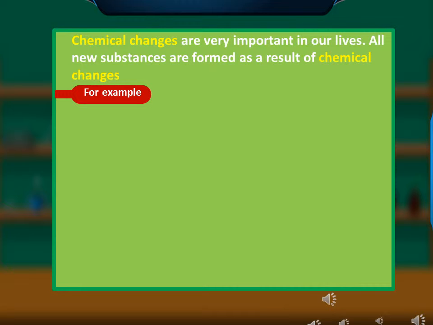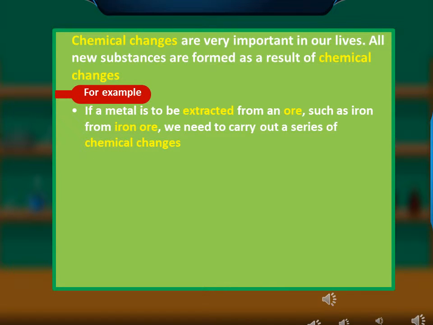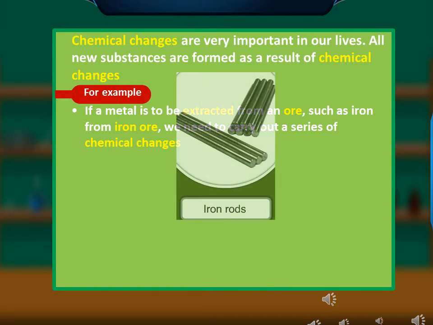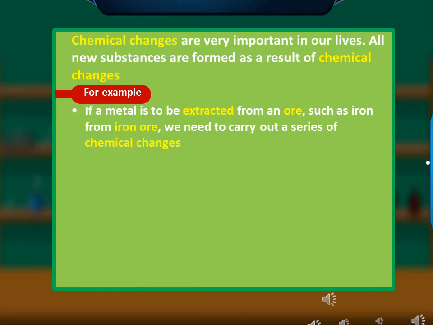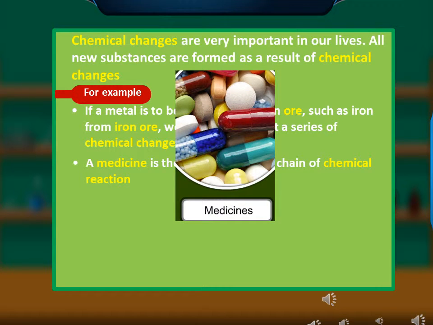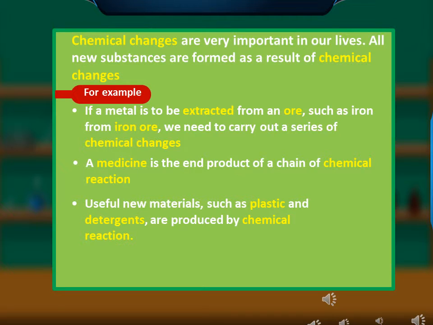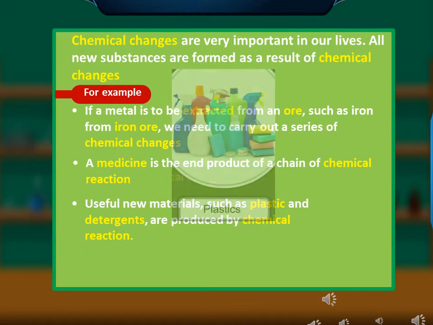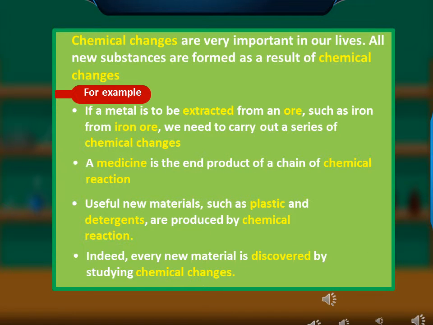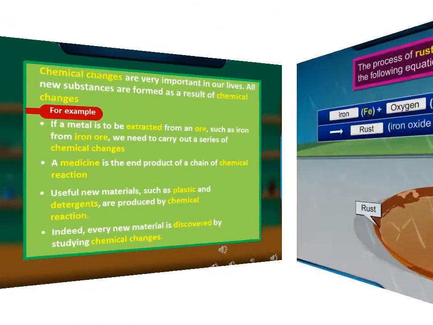Chemical changes are very important in our lives. All new substances are formed as a result of chemical changes. For example, if a metal is to be extracted from an ore, such as iron from iron ore, we need to carry out a series of chemical changes. Useful new materials such as plastics and detergents are produced by chemical reactions. Indeed, every new material is discovered by studying chemical changes.